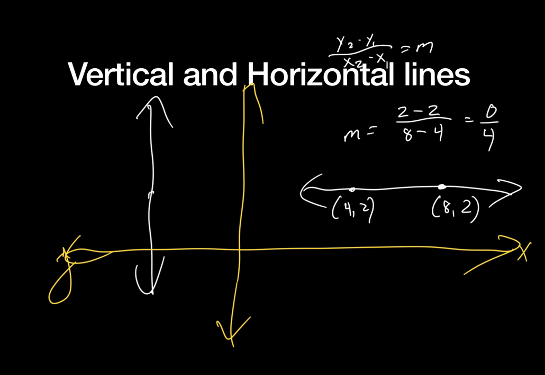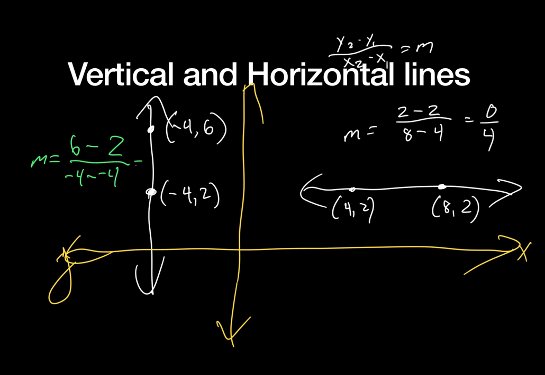If I have these points over here, let's say this point is (-4, 2) and this point here is (-4, 6). If I do the slope on that one, y2, which is 6, minus 2, divided by -4 minus -4, that will equal 4 over 0. So I've got these two values, 4 divided by 0 and 0 divided by 4.